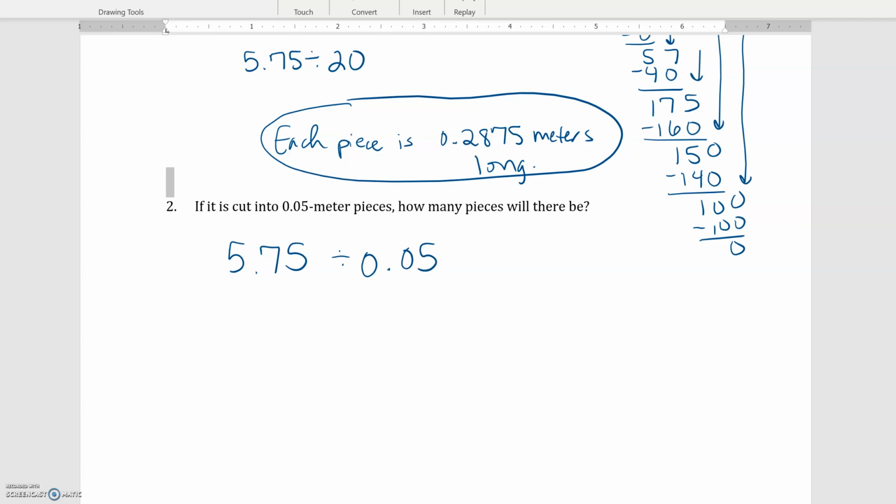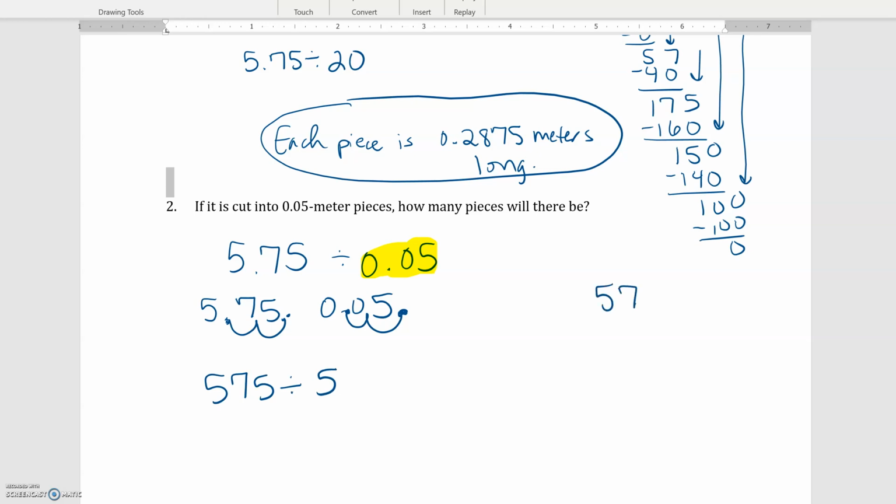And you see here, it's like last lesson where we have a divisor that is a decimal. So we need to make this first into a whole number to help us divide this easily. I see I have to move this decimal point to the right twice to make a whole number of 5. And if I do that to the divisor, I do that also to the dividend. So my problem becomes 575 divided by 5 to make it easier.